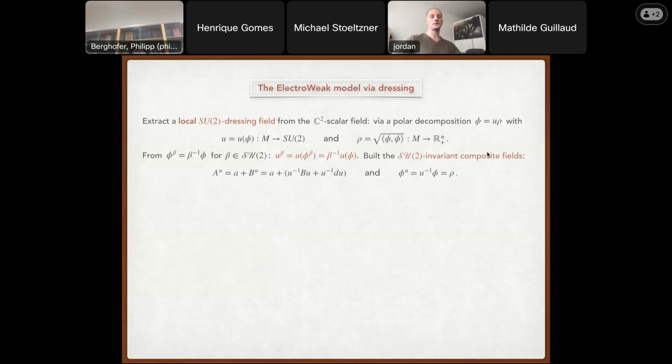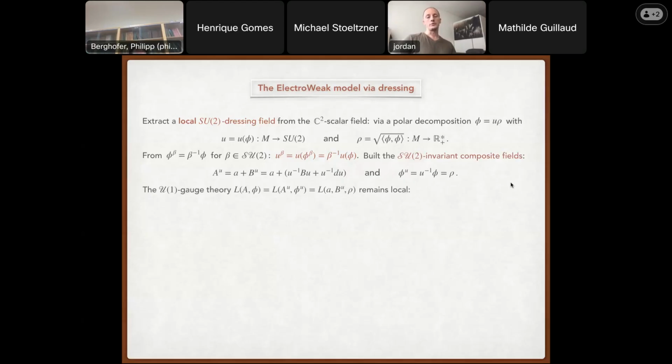So you dress the gauge field. Of course, only the SU2 part is dressed. The U1 part doesn't see the SU2 transformation, the SU2 dressing. And when you dress the scalar field with its own SU2 phase, of course, what you end up building is just the modulus of the scalar field.